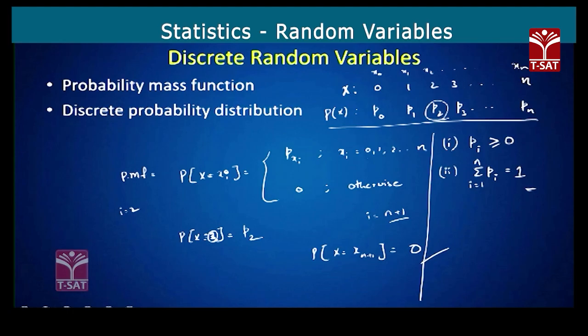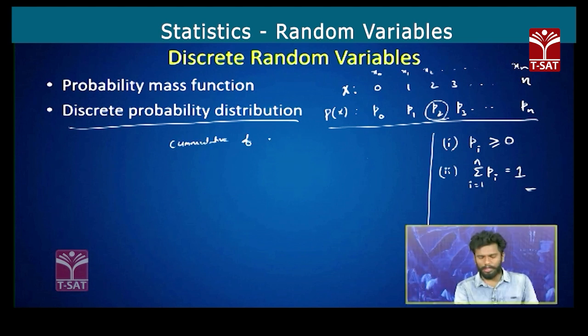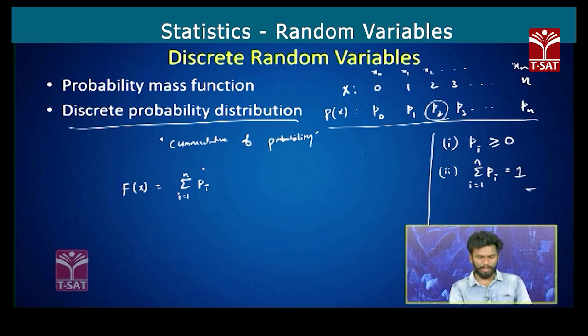discrete probability distribution. So this probability distribution is nothing but cumulative of probability. In classification data, we find the less than cumulative frequency and greater than cumulative frequency. In the same way here, in discrete random variables, the discrete probability distribution is given by the cumulative probability, and it is denoted by capital F of x, which is given by summation Pi, where i takes values from 1 to n. So actually that is equal to 1.